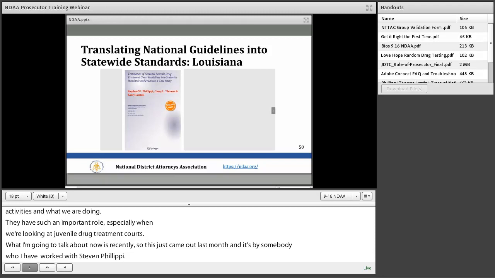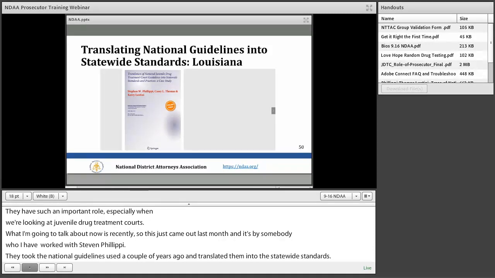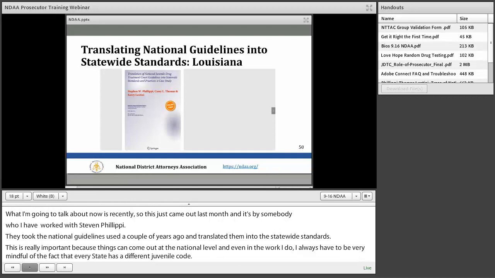And this is really important because things can come out at the national level, and even in the work I do, I always have to be very mindful of the fact that every state has a different juvenile code. Every state has different rules, different deadlines, different procedures. So I think it's really important when something comes out at the national level that we have stakeholders in the individual states working on this to figure out how to best implement this in a way that's consistent with the policies and procedures of the Juvenile Code of Louisiana.